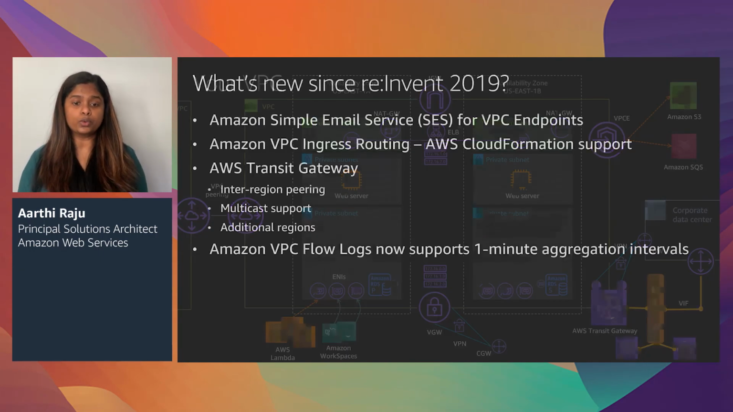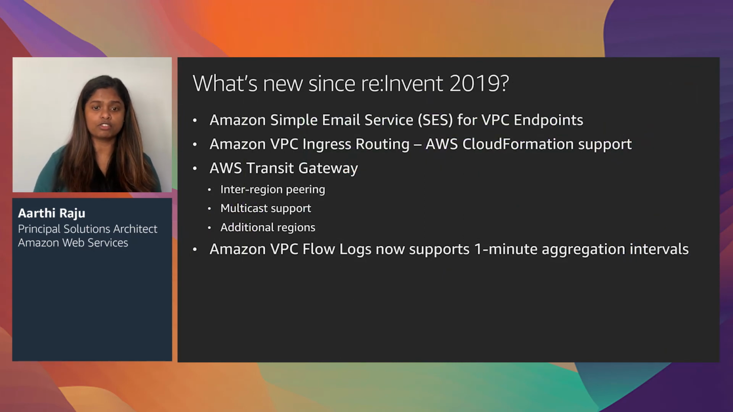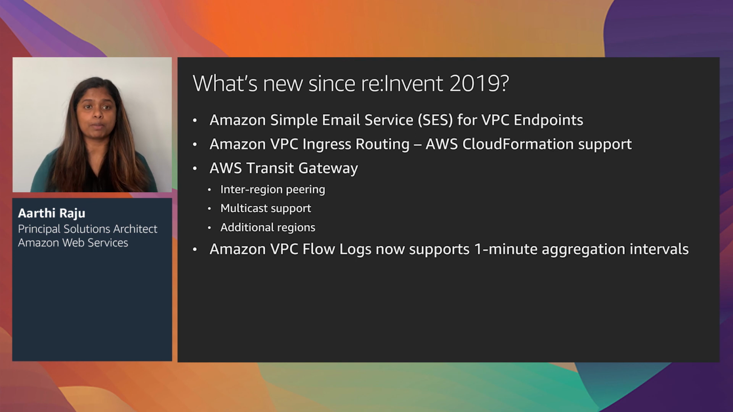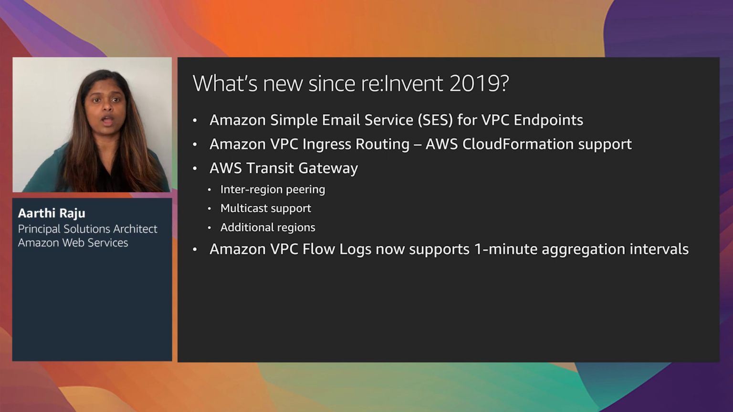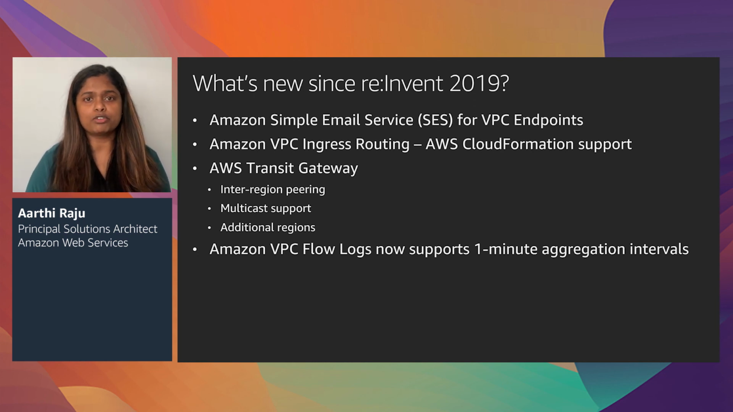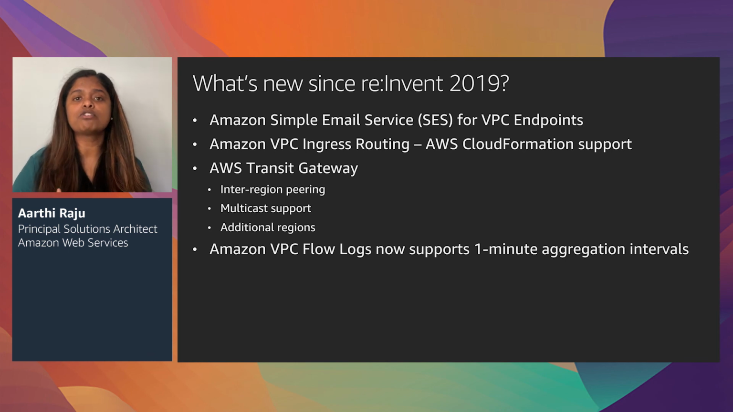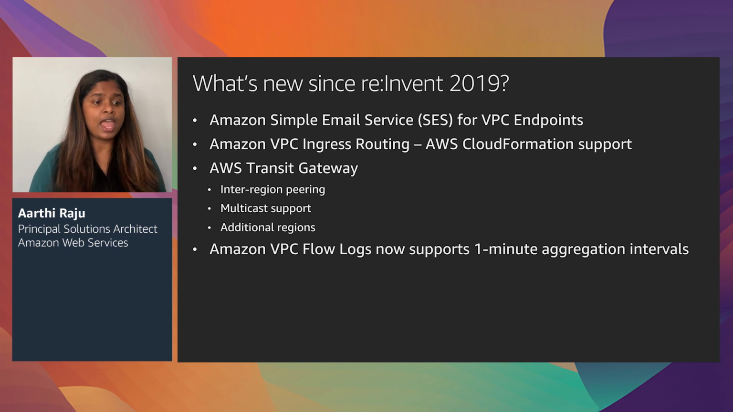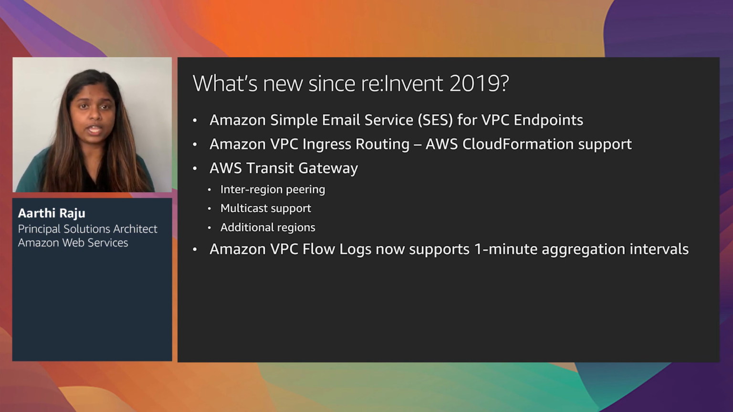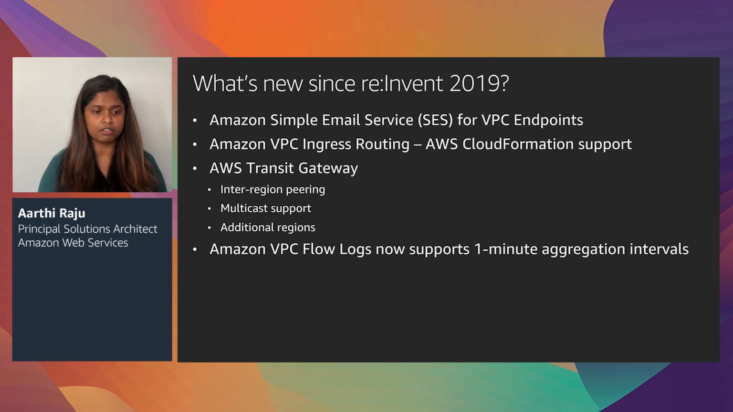I also want to quickly point out some of the features that we've launched since re:Invent 2019 before we wrap up this session. We talked about interface VPC endpoints. We just launched the SES service support for interface VPC endpoints. So now if you have applications that need to communicate to SES, you can use the interface VPC endpoints. We talked a lot about Transit Gateway. We launched a couple of features. Inter-region peering allows you to peer your transit gateways across regions. And then we also launched support for multicast routing and other additional regions where Transit Gateway is supported.